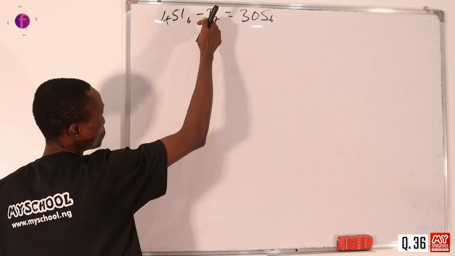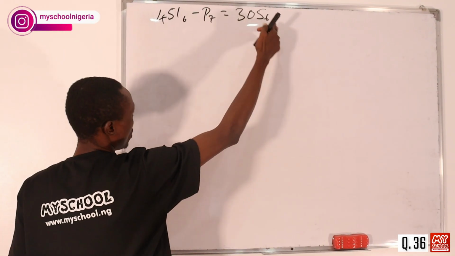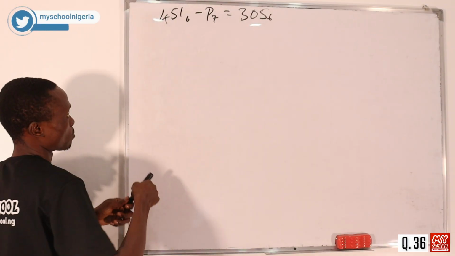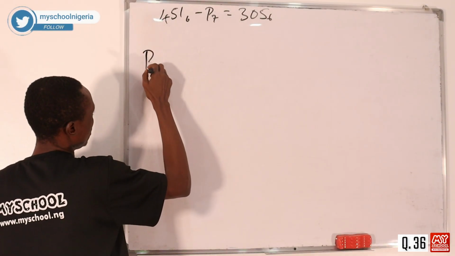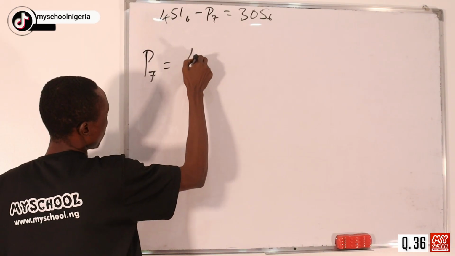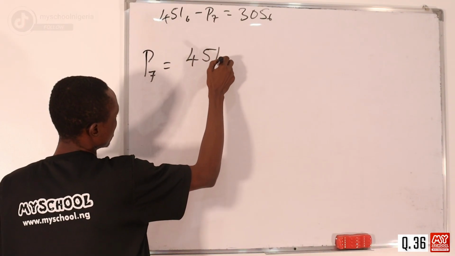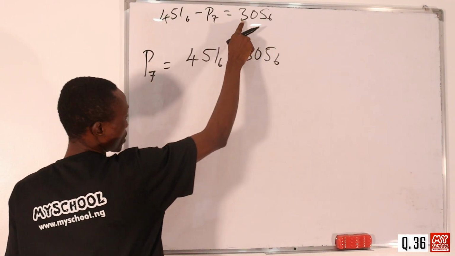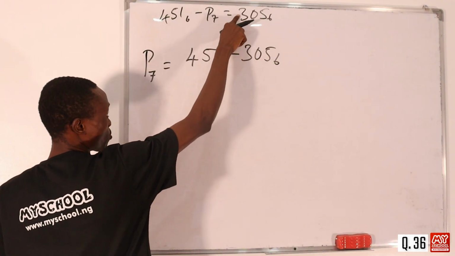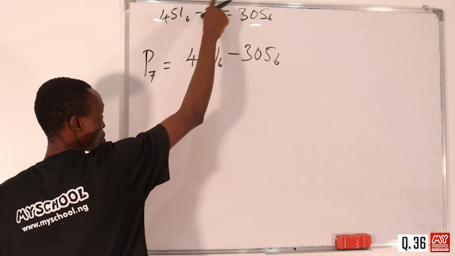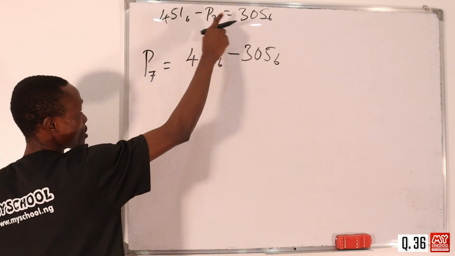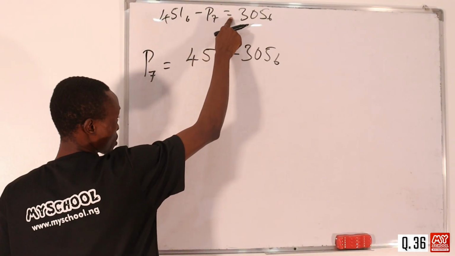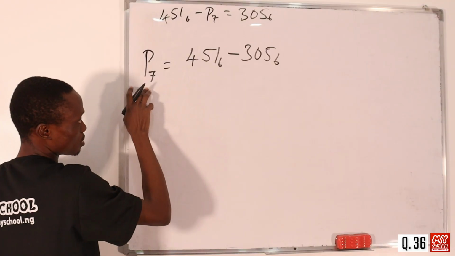We'll move the minus P in base 7 to this side of the equation and move 305 in base 6 to the other side. So P in base 7 will now be equal to 451 in base 6 minus 305 in base 6. Remember that 305 in base 6 is positive here, so once it crosses the equal to sign, it changes to minus. And the P in base 7 is minus here; once it crosses the equal to sign, it changes to plus. That's the reason for this.